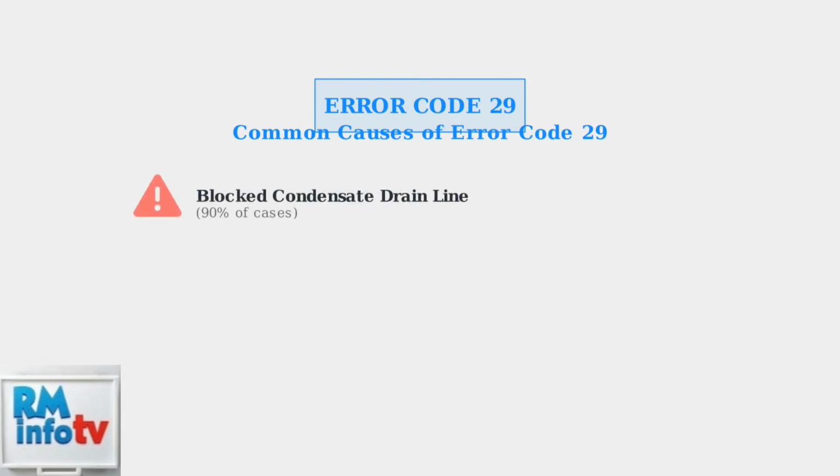Now let's look at the most common causes of error code 29. Understanding these causes will help you identify what might be wrong with your system. The most frequent cause, occurring about 90% of the time, is a blockage in the condensate drain line. This can happen when debris, mineral deposits, or other materials clog the drainage path.